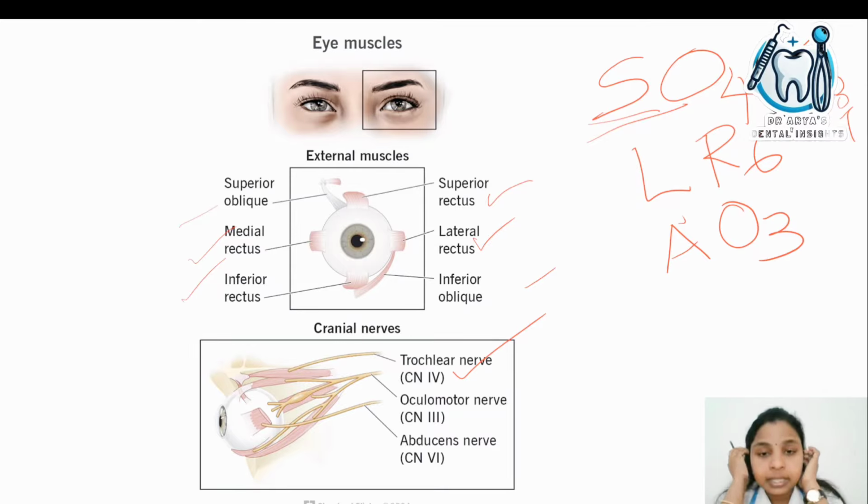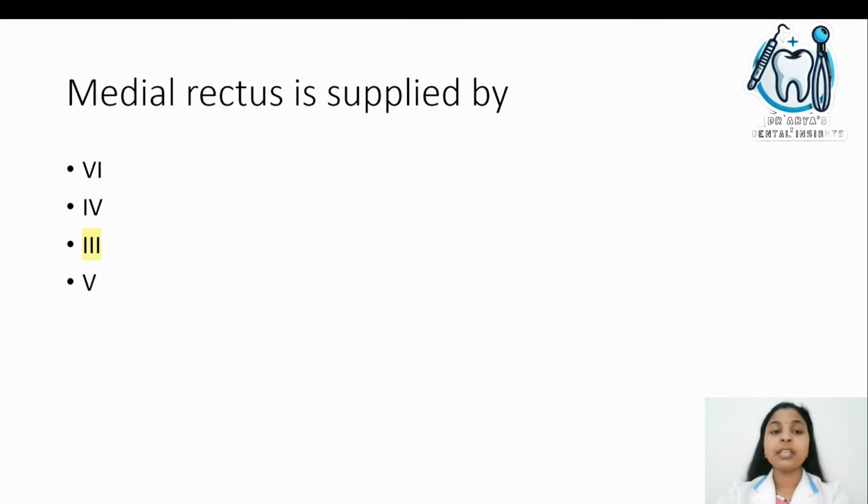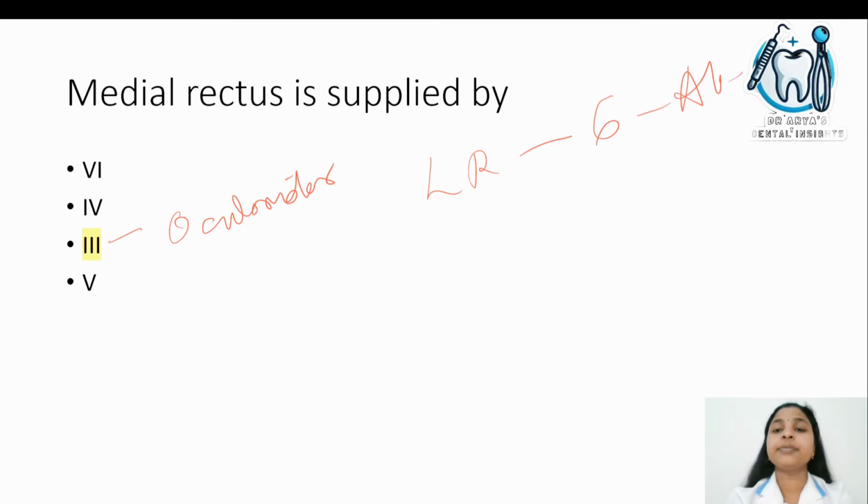Then the second one is LR6. What is LR? That is lateral rectus. So lateral rectus is supplied by the sixth cranial nerve. Which is the sixth cranial nerve? So what is the answer? Medial rectus is supplied by the third cranial nerve. Which is the third cranial nerve? Yes, it is oculomotor. Then lateral rectus is supplied by the sixth cranial nerve, that is abducens. Superior oblique is supplied by the fourth cranial nerve, that is trochlear.